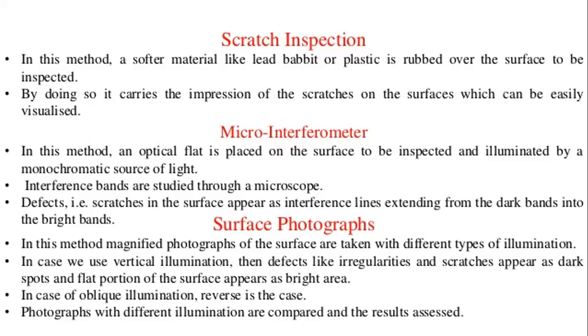The defects, that is the scratches in the surface, appear as interference lines extending from the dark bands into the bright bands. So we can clearly see the difference between the dark bands going into the bright bands.